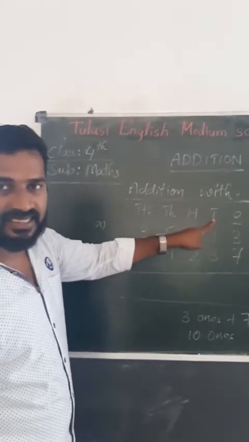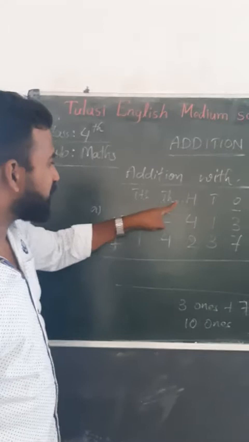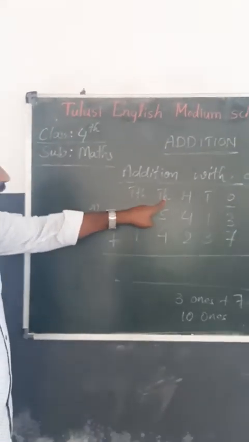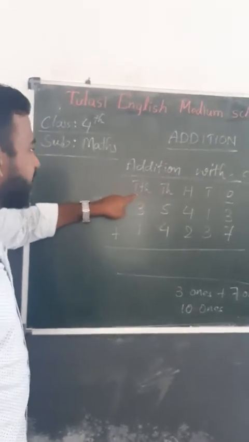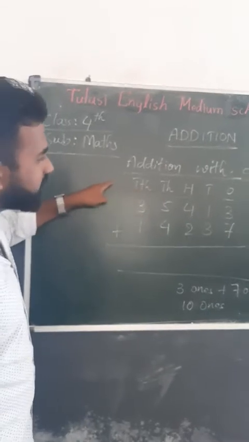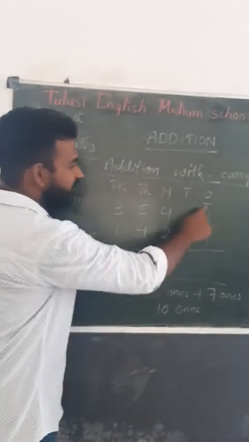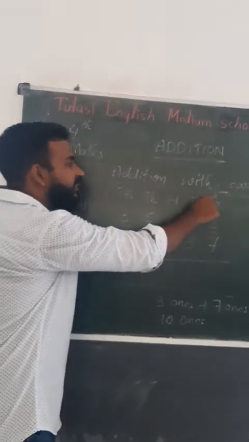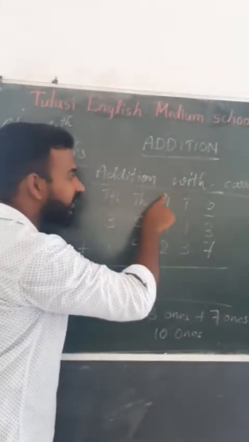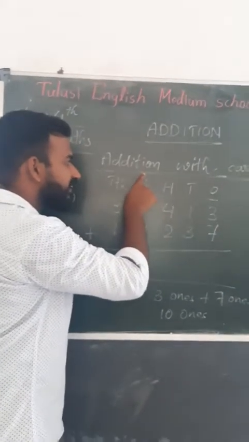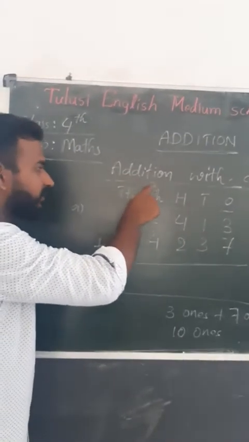10 tens is equal to 100. 10 hundreds is equal to 1000. 10 thousands is equal to 10,000. So it goes in this way. The difference is 10 times greater. Tens is 10 times greater than ones. Hundreds is 10 times greater than tens. Thousands is 10 times greater than 100. 10,000s is 10 times greater than 1000.